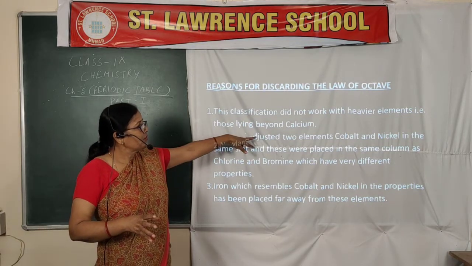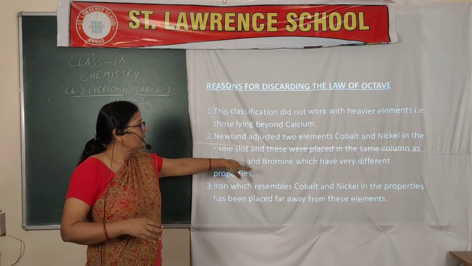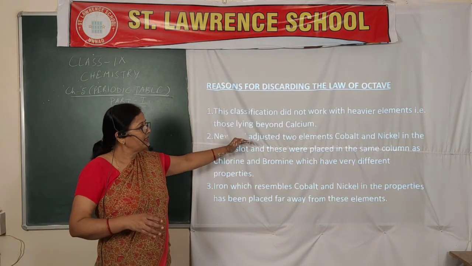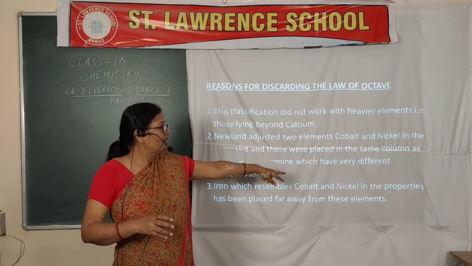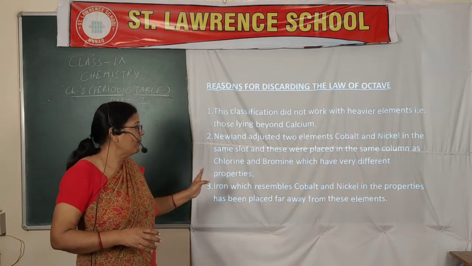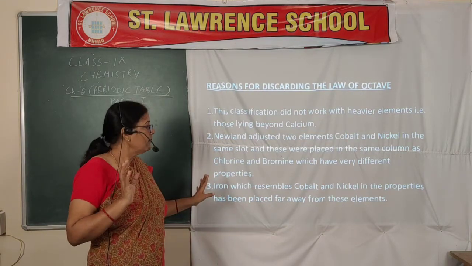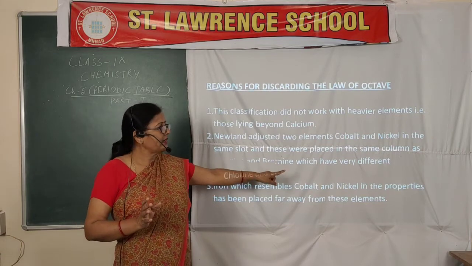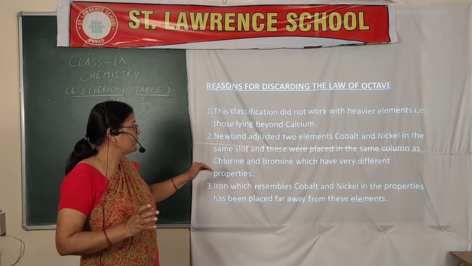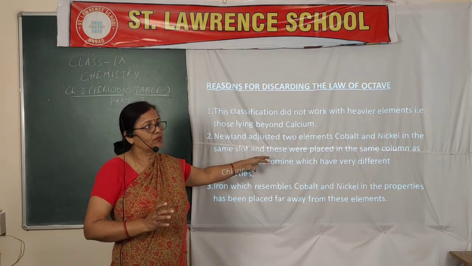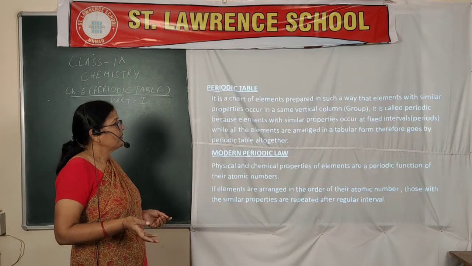Cobalt and nickel are metals, but chlorine and bromine are non-metals, and their boiling points and melting points are totally different. Iron, which resembles cobalt and nickel, is placed far away from this group, because iron also comes under magnetic substances, iron, cobalt and nickel. But according to the law of octaves, it comes with the chlorine and bromine group, which is the halogen group. So this one is also discarded.